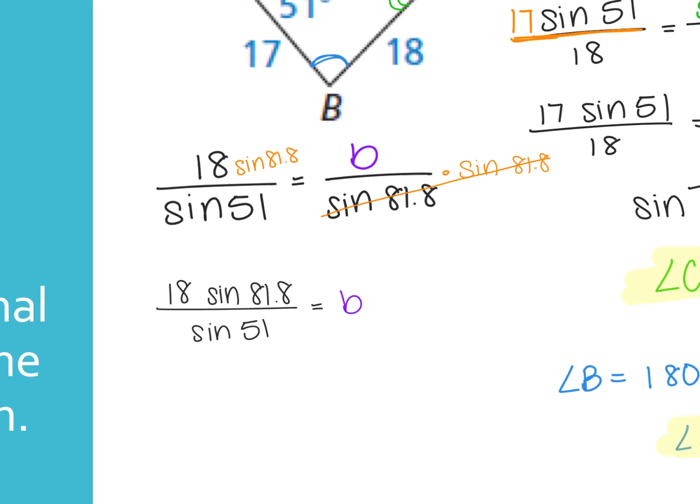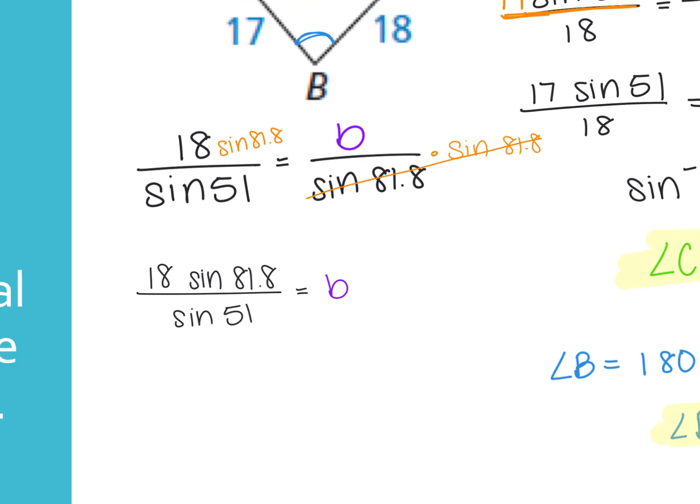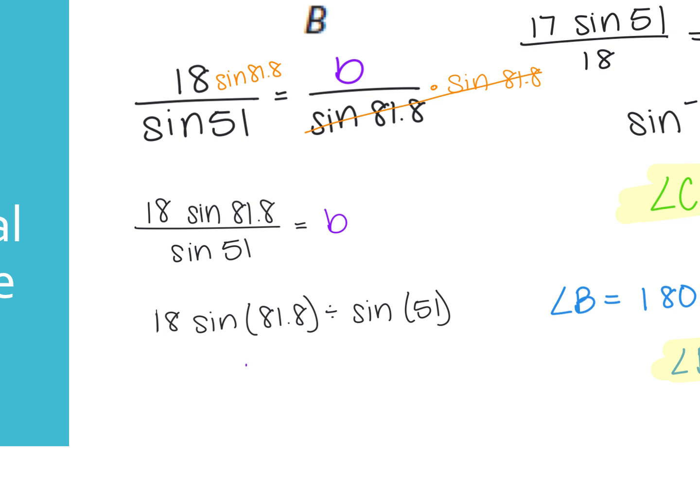What should it look like in my calculator? I'm going to go ahead and write that for you. It should be 18 sine, the parentheses is going to open, 81.8, close your parentheses, divided by sine 51. That's what you guys should be plugging in. And who could tell me what's my answer for side B? Yeah, 22.9. Perfect. 22.9 is my answer for my remaining side.